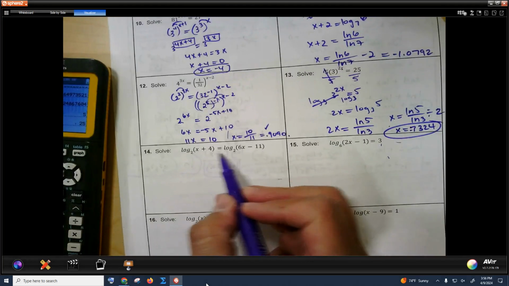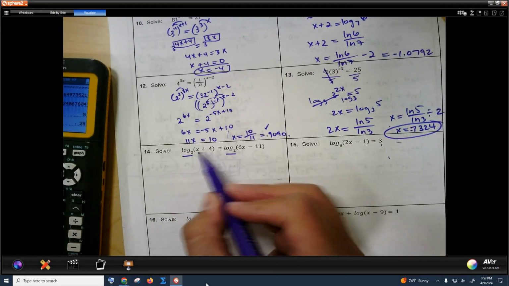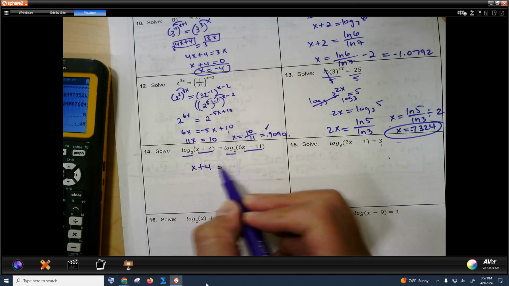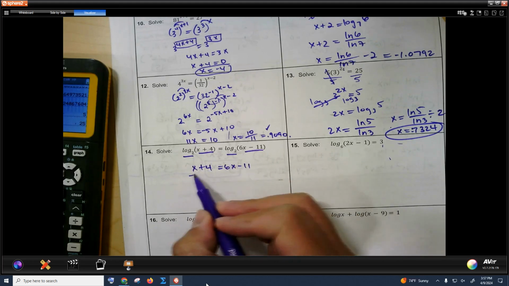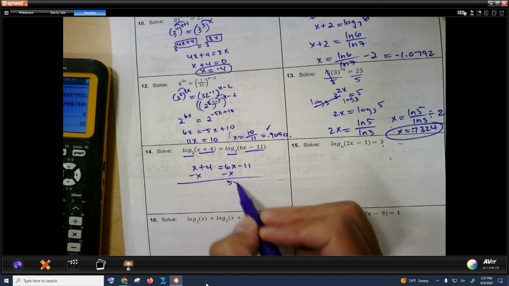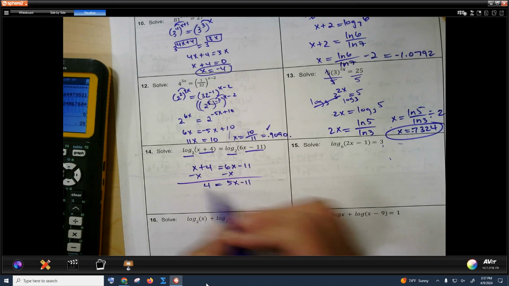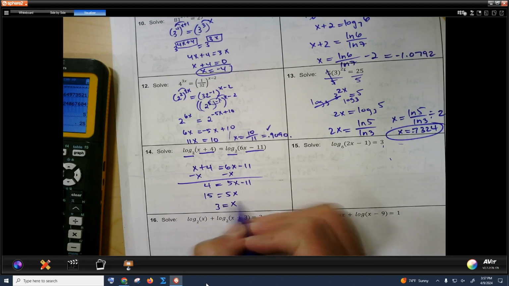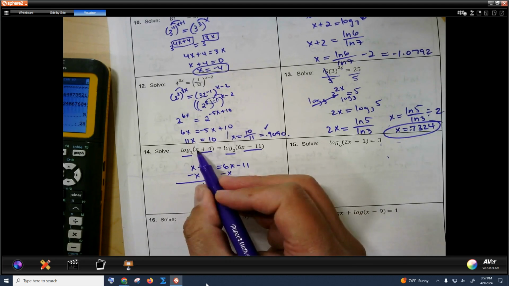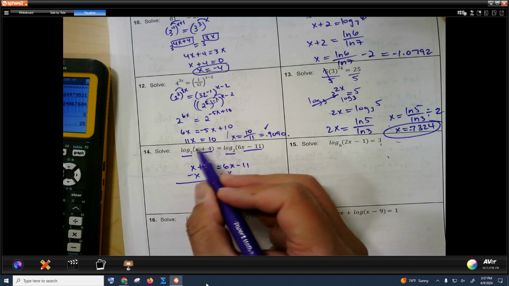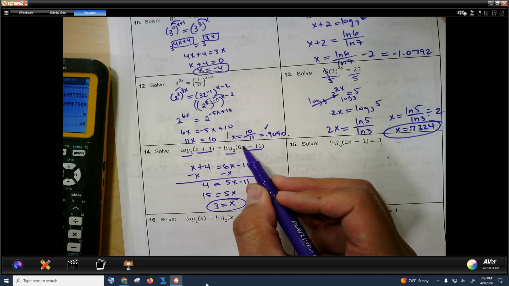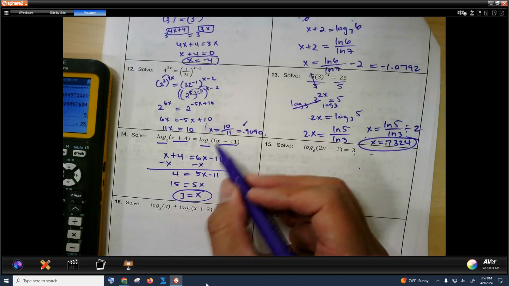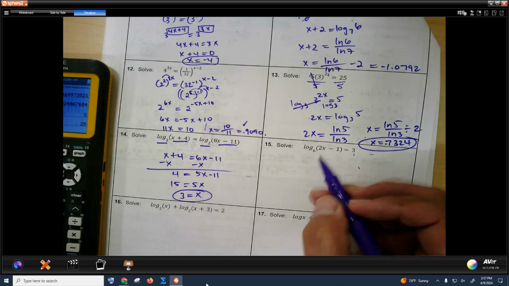Okay, so here when you have two logs and they're the same, you just set the arguments equal. These are the arguments of the log. And then you can work your way around to solve. Okay, when you check, just plug it in. Put the 3 here. It won't make this argument negative. That's fine. Plug the 3 here. That's 18 minus 11. It's positive. It's fine. When it makes the argument negative, it's an extraneous solution.